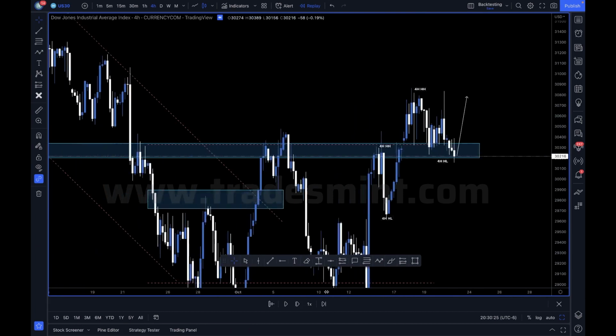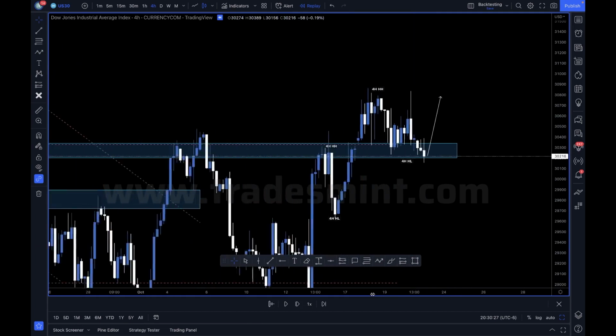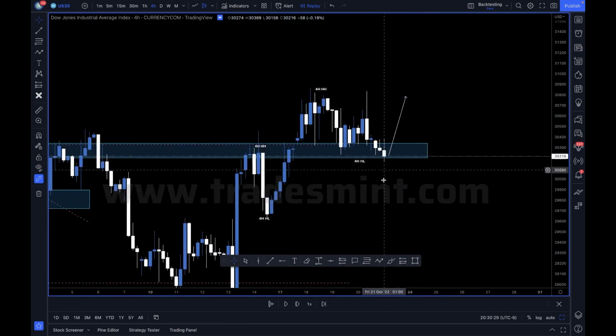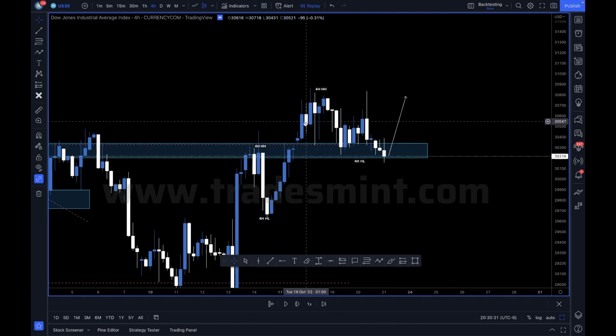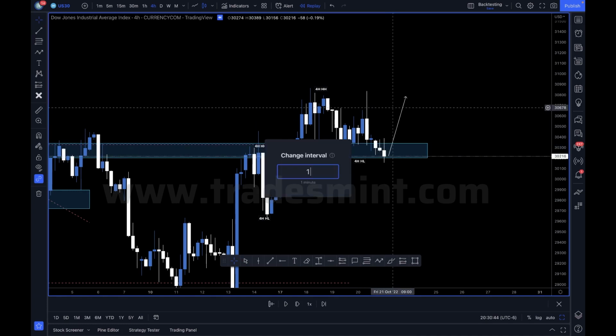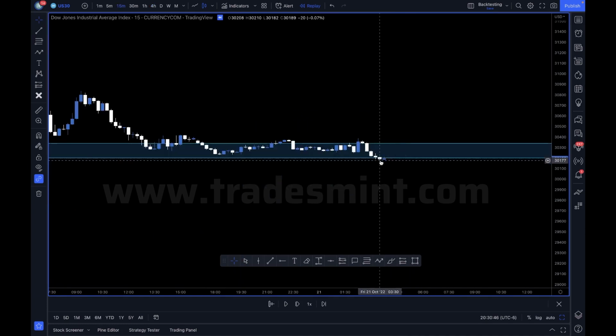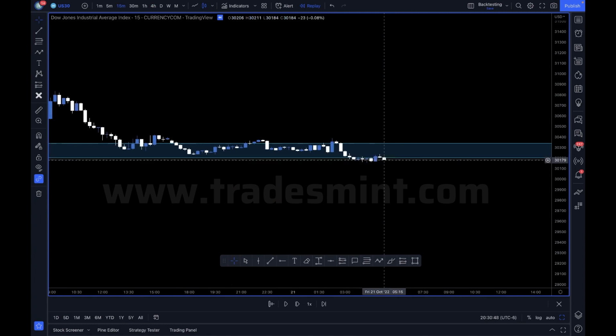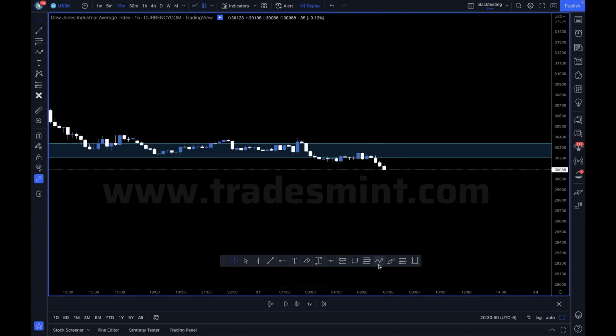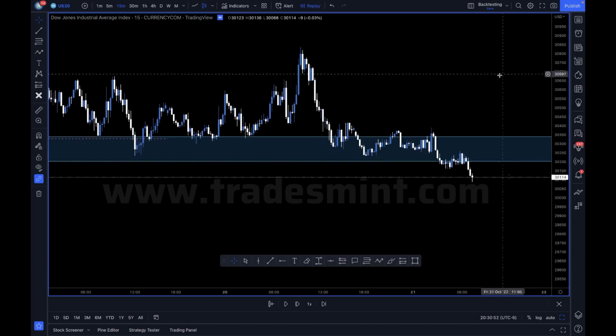Remember, for price to break this zone again, now that it's already broken, it has to have strong, aggressive sellers. And this sell momentum is looking very weak. So I'm going to see what happens around NY. Let's speed up. Price is just going a little bit lower.